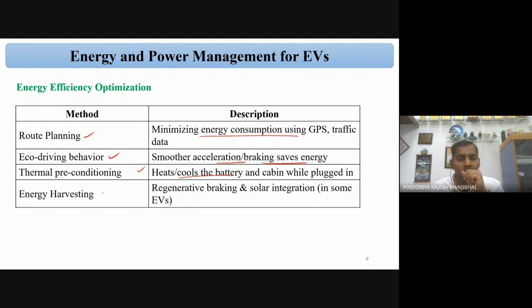Energy harvesting, regenerative braking, and solar integration in the electric vehicle. That is the most important part of energy harvesting. So we can harvest energy in two ways. First way is regenerative braking, and second way is solar integration. This way we can save the energy and we can get the maximum efficiency.